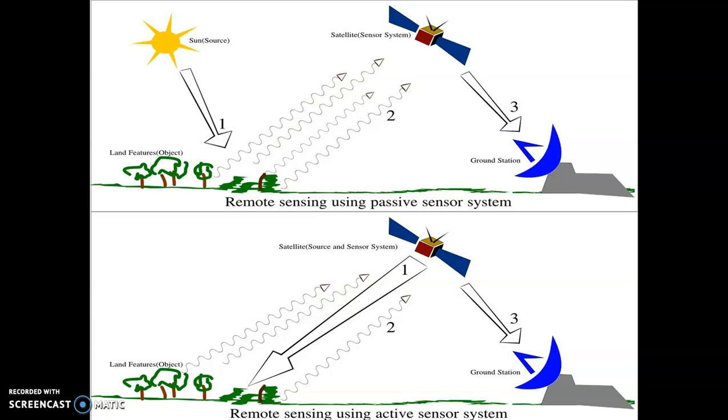But active sensors respond to internal stimuli. That means the source and the sensor system in the satellite instrument send electromagnetic radiation to the earth. When this electromagnetic radiation falls on any objects or any particle in the atmosphere, some of the radiation is absorbed by those objects and the radiation is reflected back from the object, and the sensor responds to that radiation. That is the active sensor that responds to internal stimuli.